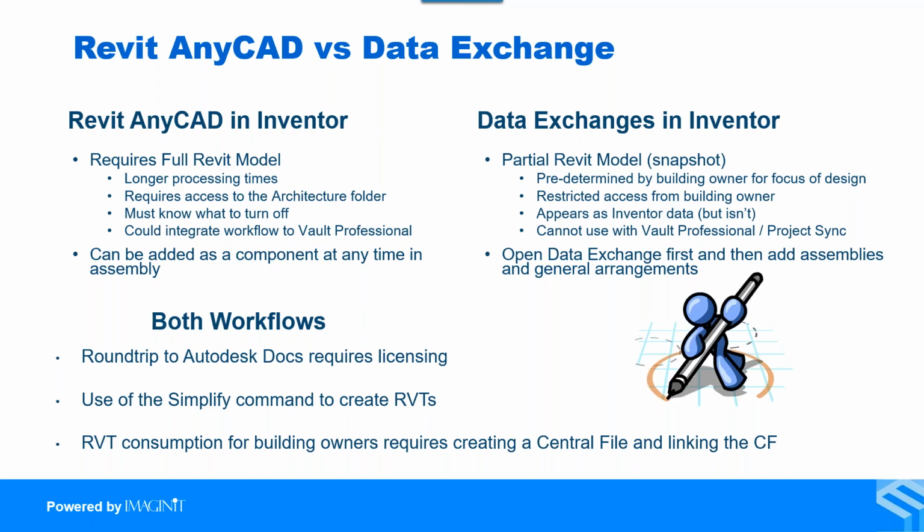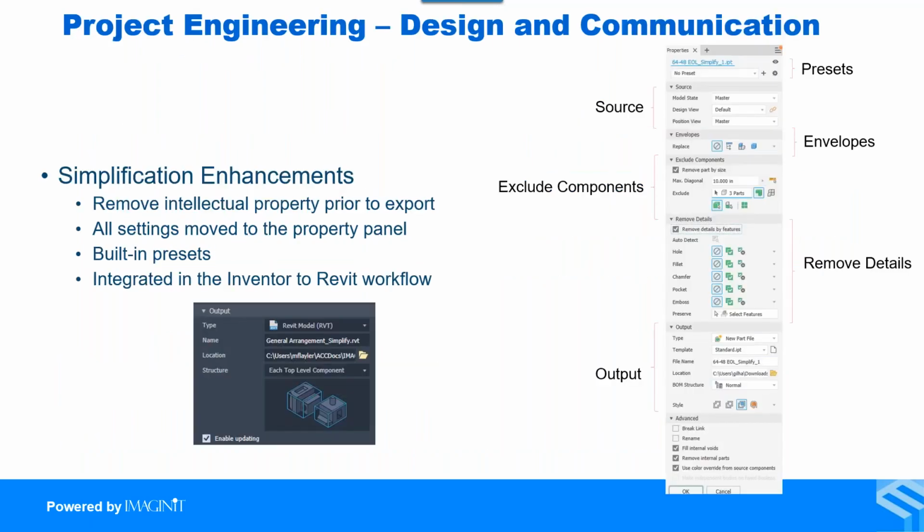You do have to use the simplify command to create either RVT though for the workflow, and the consumption for your building owners. So if I give this back to Brian, it's going to require him creating a central file and linking then the new central file that I'm going to create for Revit. So it gets a bit technical, right? If you've never seen Revit before, we're going to show you some of those things. But these are basically some of the guidelines around these two different options.